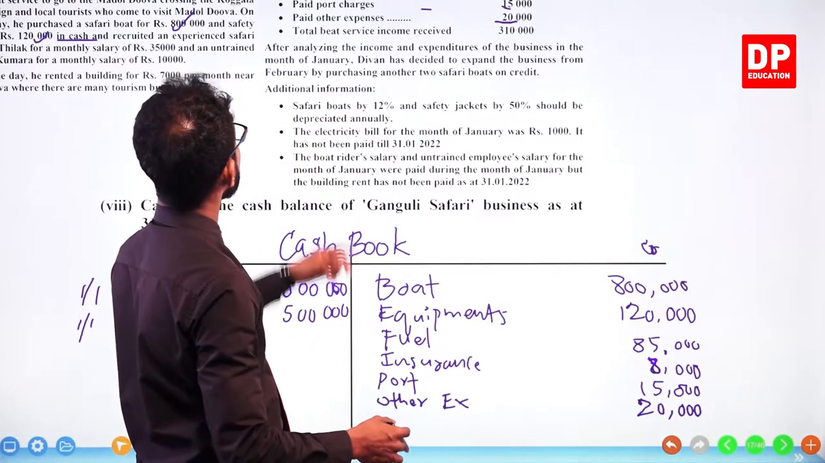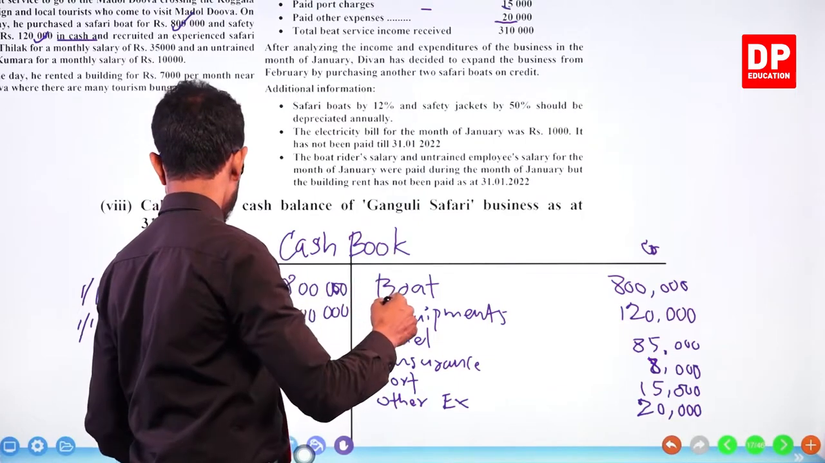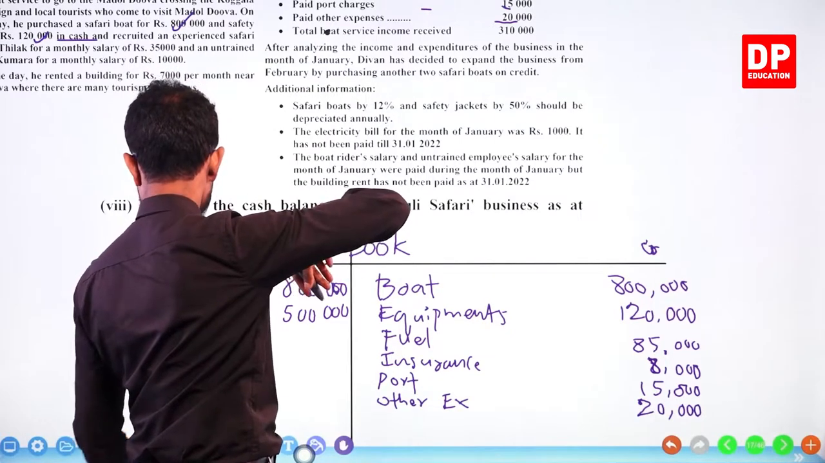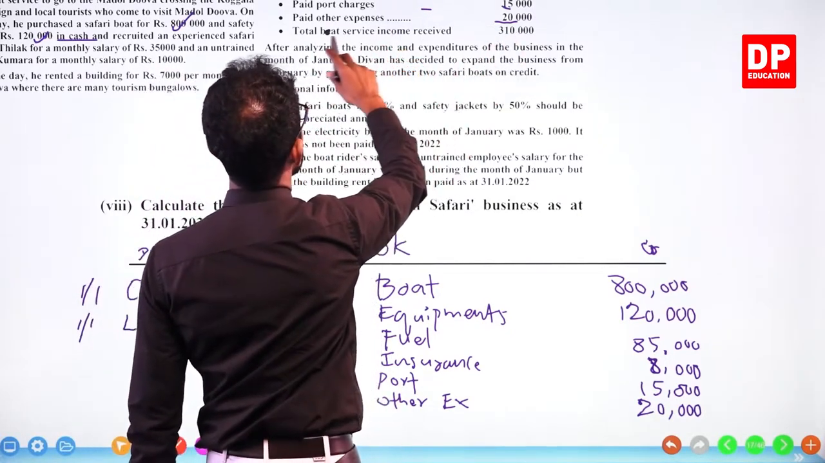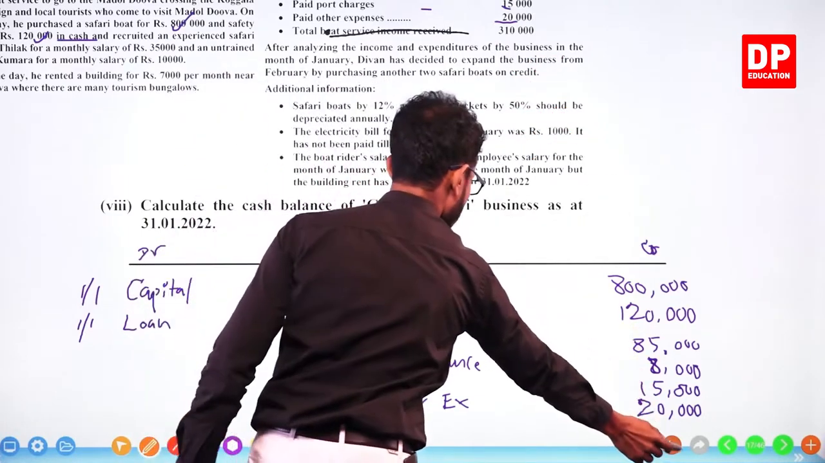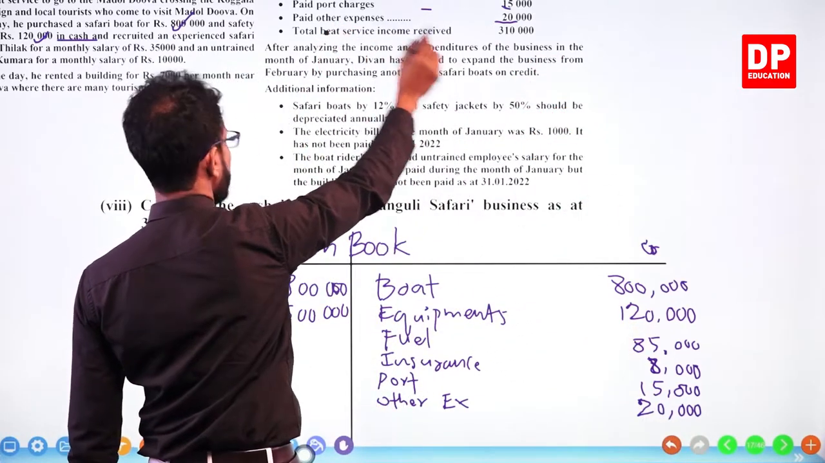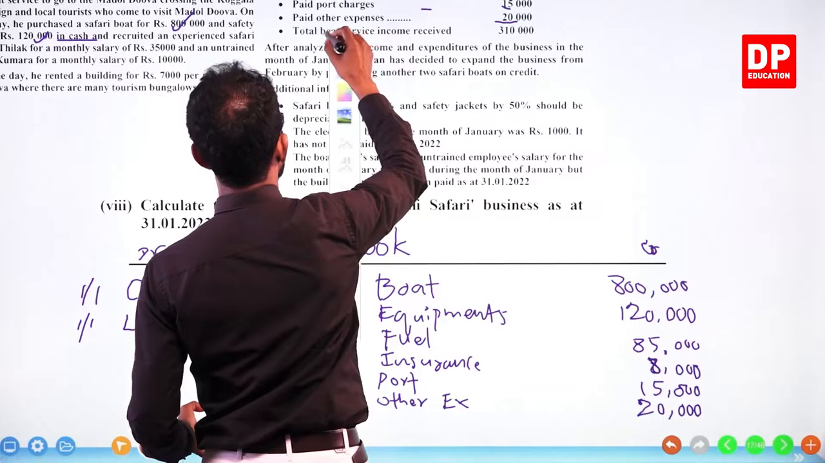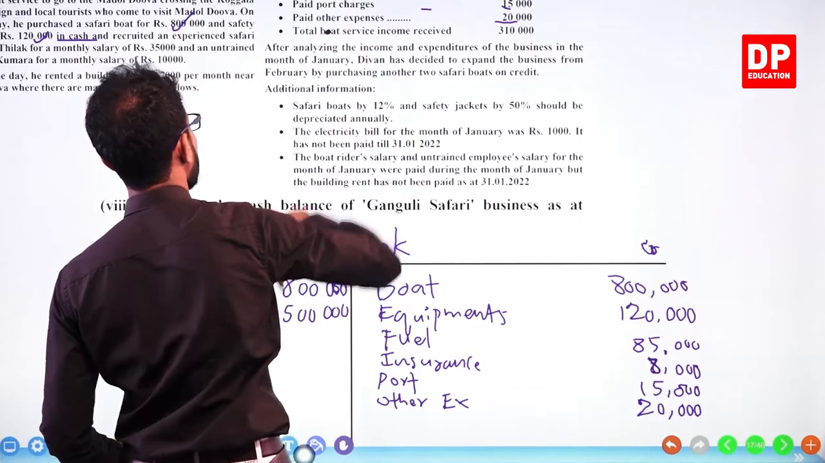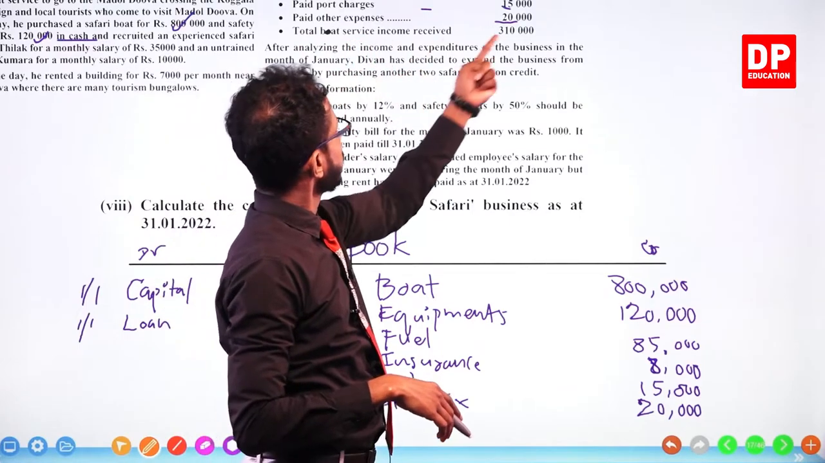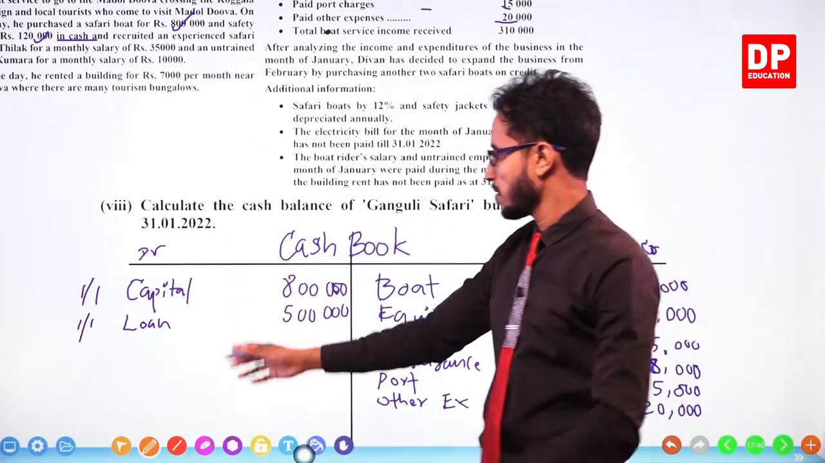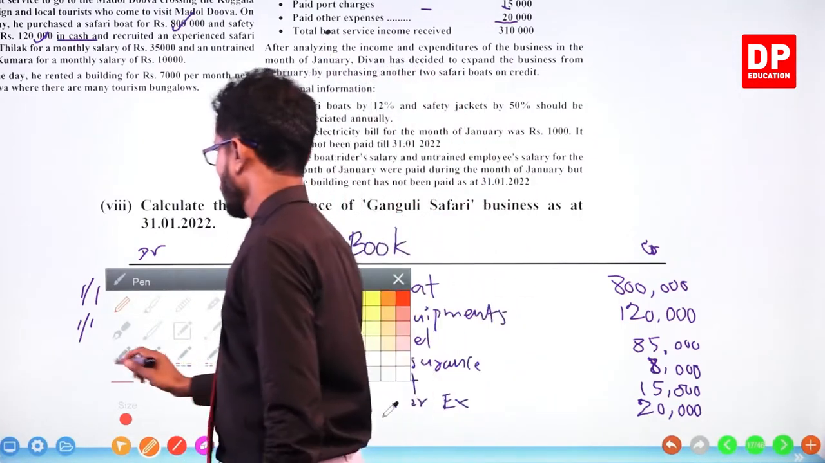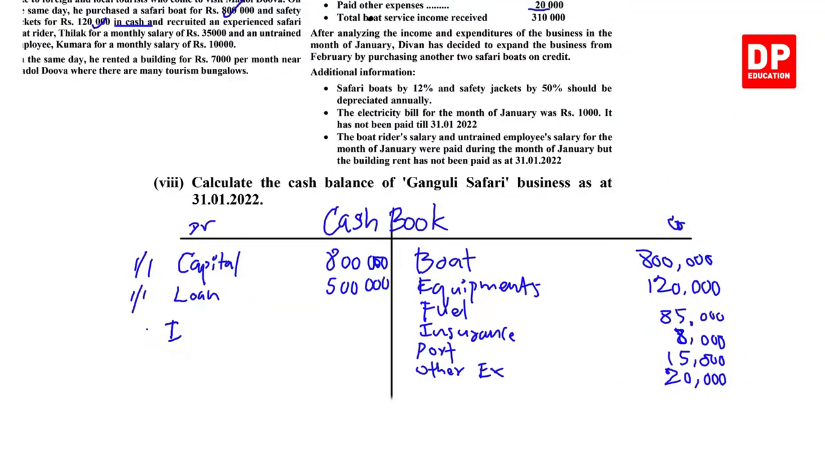Got it? Last one. Total boat service income received. There's income. Very good. Boat service income is received. Received means we got the cash. No problem there. Received 310 should be debited. 310. Service income.